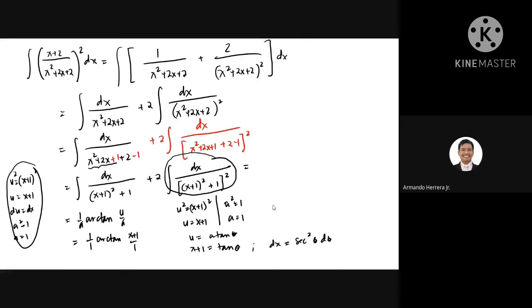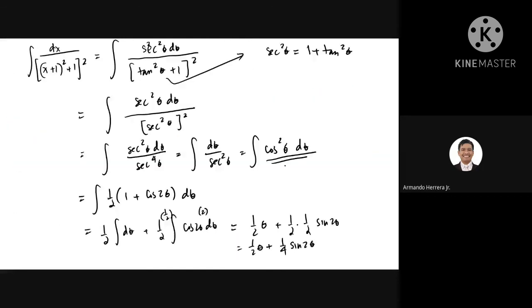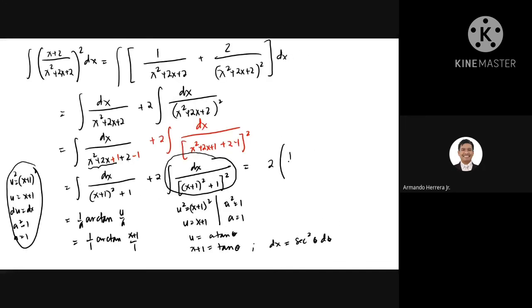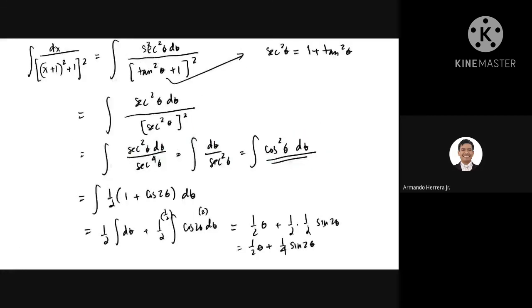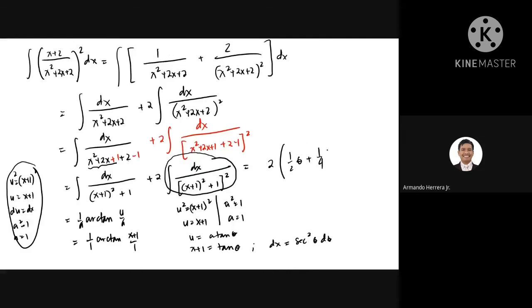So if we go back to our integrand, it becomes 2 times the quantity 1/2 theta plus 1/4 sine 2 theta. So this is the second term. Let's write everything on the next slide.